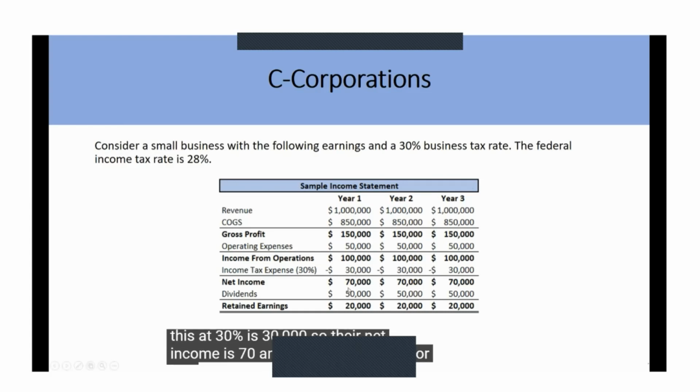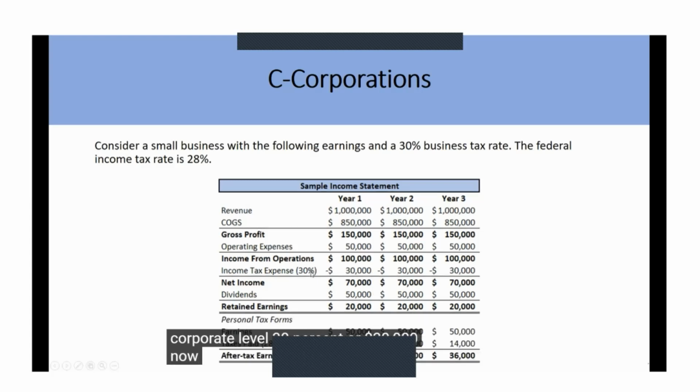And the assumption is for this small business, $50,000 is paid out as a dividend to the owner. So you deduct $50,000 and $20,000 goes to retained earnings, right? So they get taxed at the corporate level 30% or $30,000. Now, on the personal income tax form, so now we take those earnings, assuming that this individual does not receive any other type of salary or income from other sources, they receive $50,000, and so they pay 28%, their personal tax rate, on that $50,000, which is $14,000.